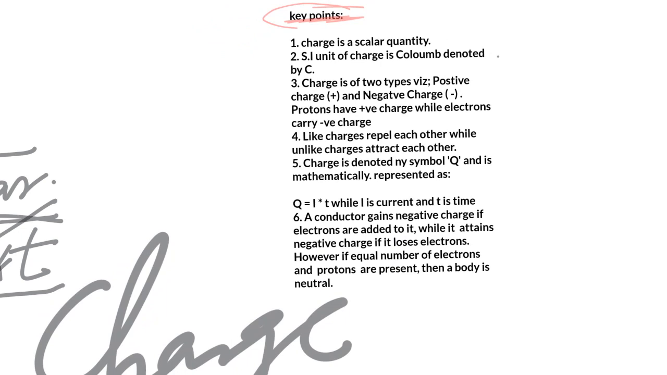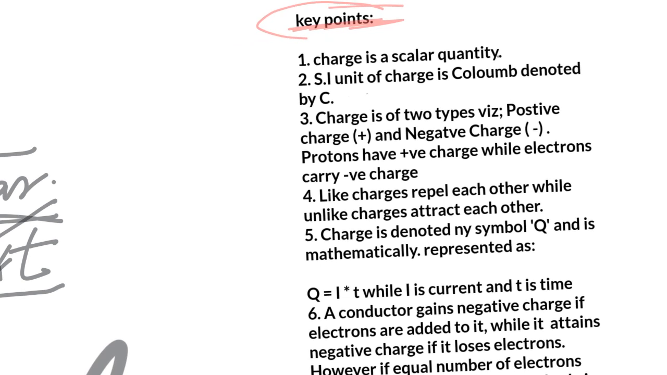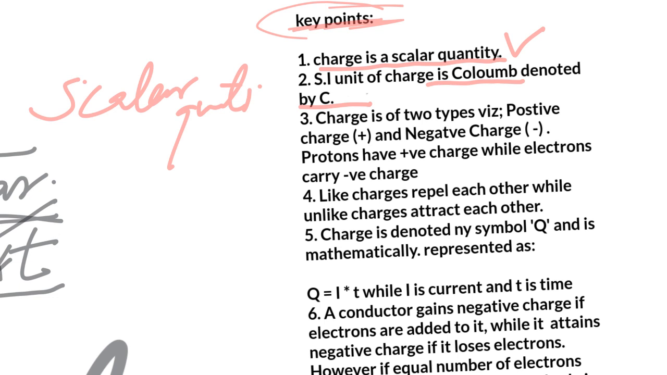One key point is charge is a scalar quantity. The SI unit of charge is coulomb and it is denoted by C. So you have to remember that charge is a scalar quantity and its unit is coulomb. Coulomb is represented by C.